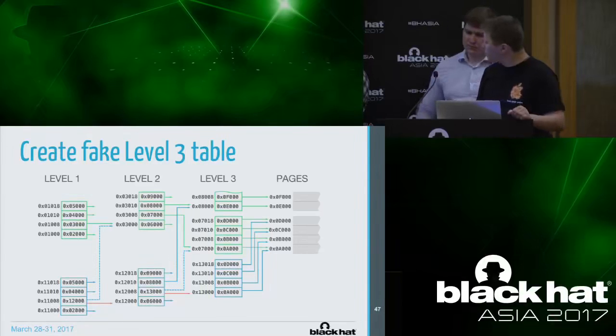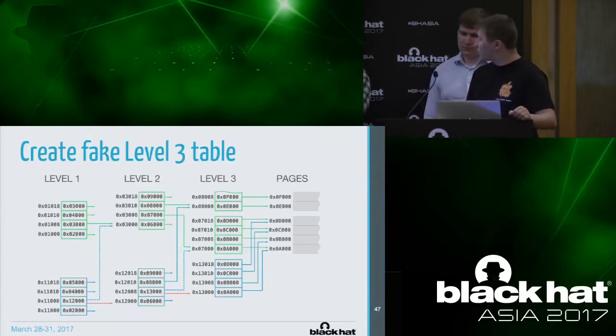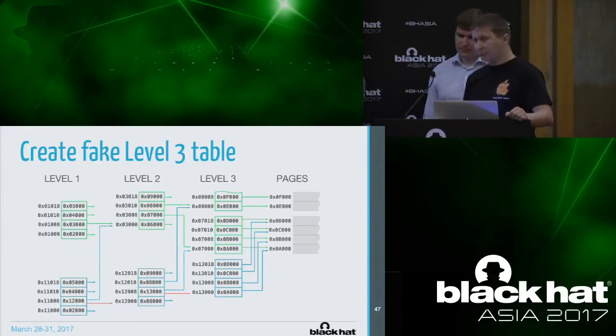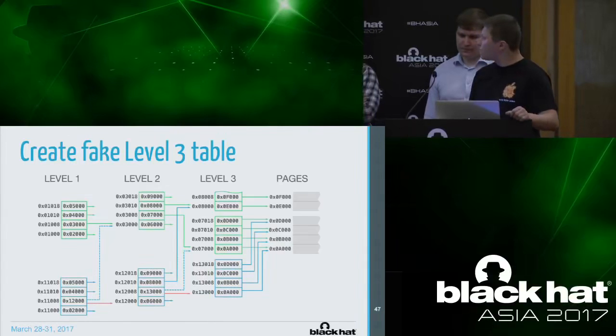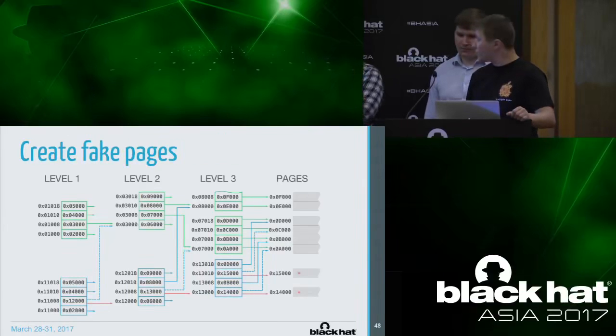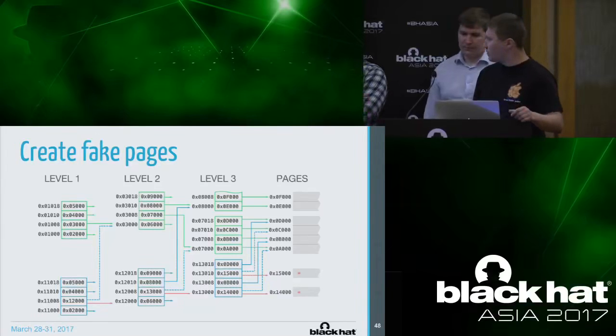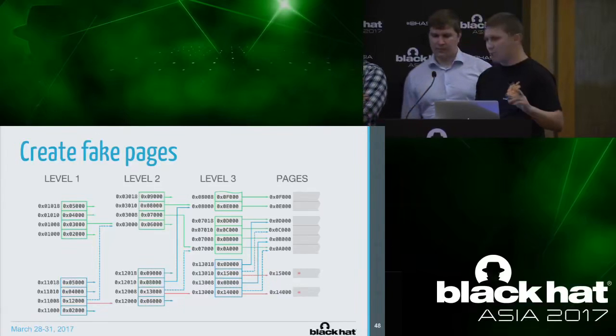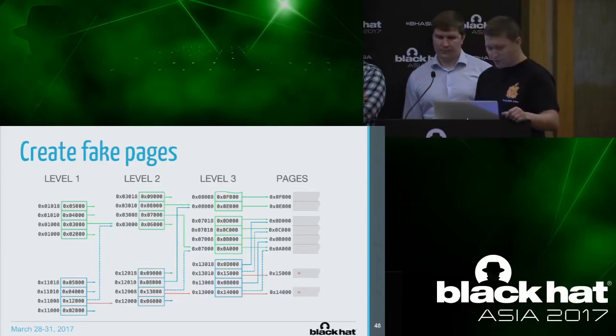So now we have a level 3 copy with all the descriptors pointing to the original pages in the kernel. Now let's allocate some pages in the kernel which we really want to patch, and then update the descriptors in level 3, like that. So essentially we have two tables. One is the original table, and the other is the partial copy of the translation table with our pages patched.